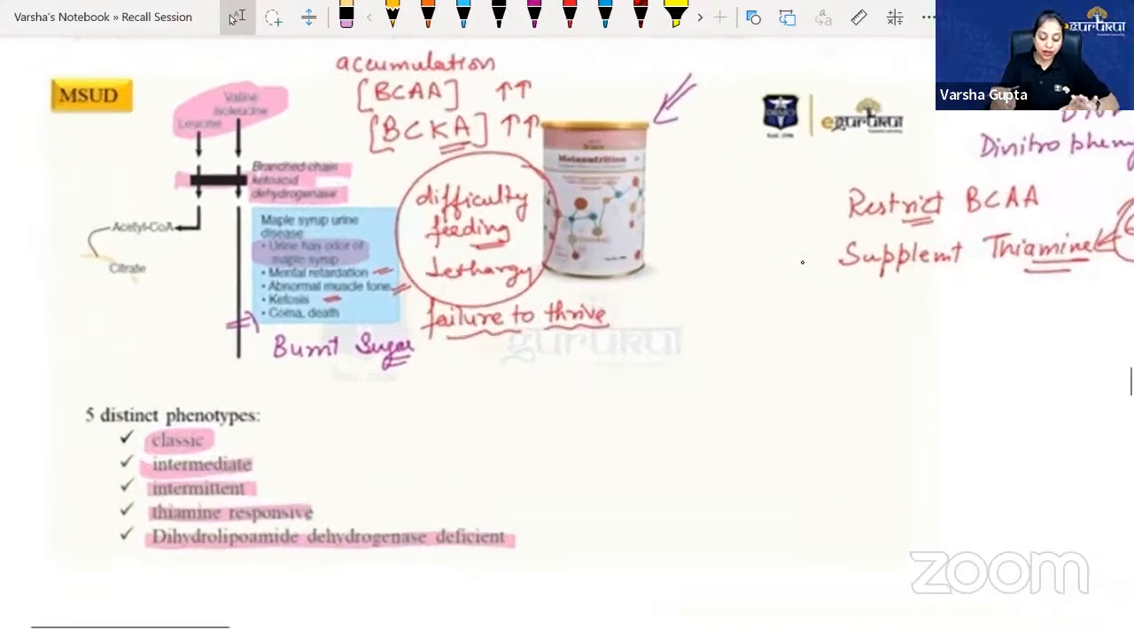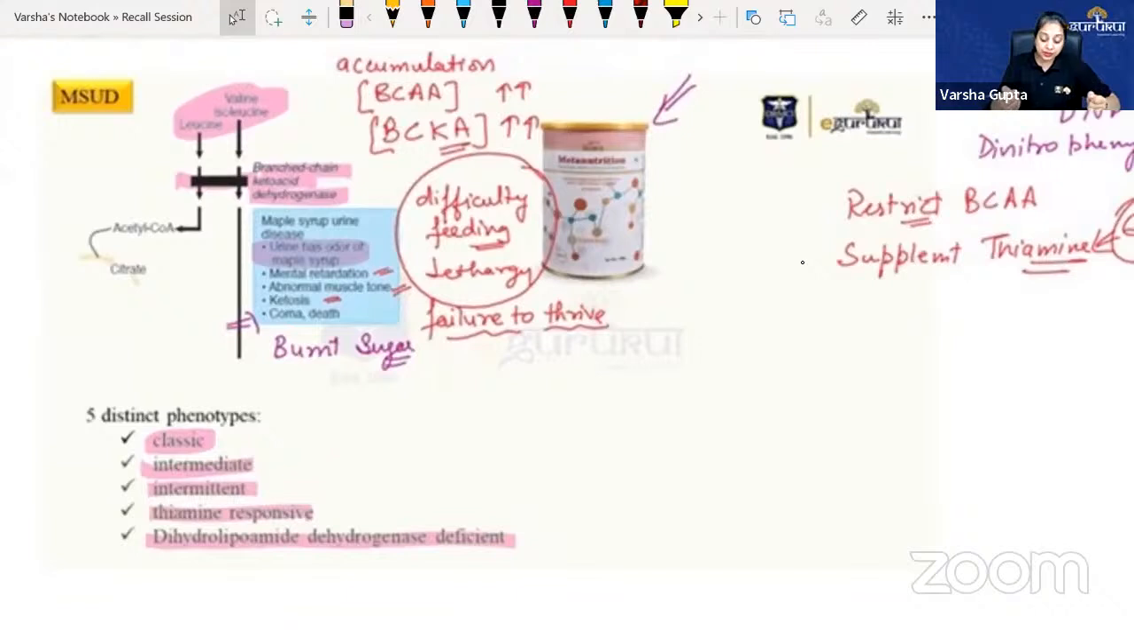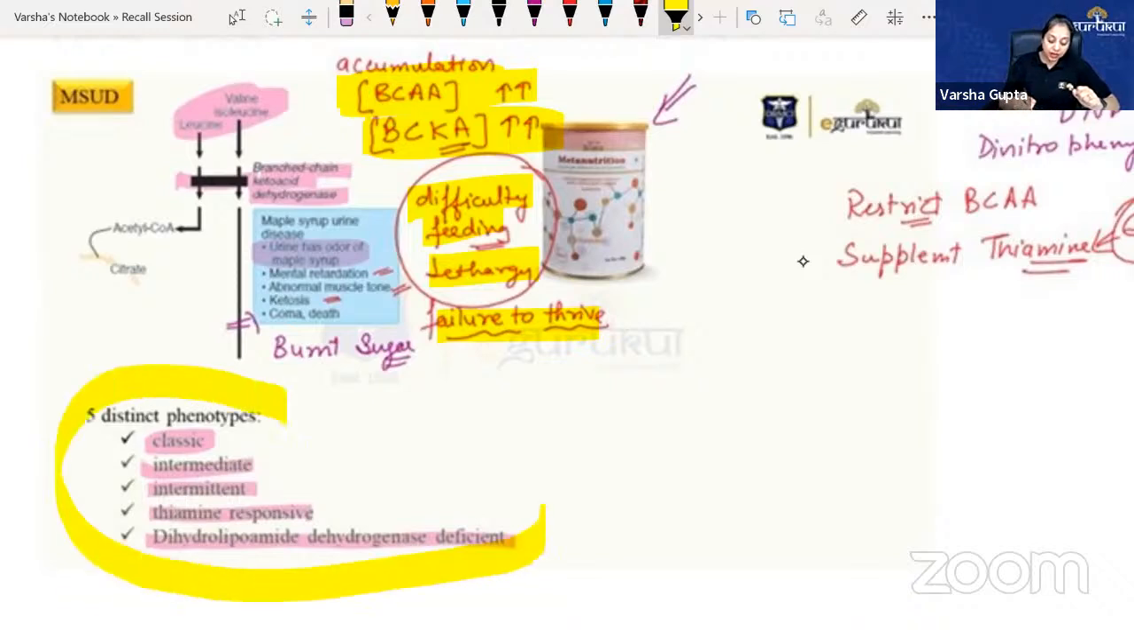So in MSUD, the dehydrogenase enzyme is absent, right? So there is an accumulation of the branched chain amino acids. That leads to branch chain ketoacidosis, leading to difficulty feeding, lethargy, failure to thrive, and in the urine you see the maple syrup, that is a burnt sugar smell. And there are classically 5 distinct phenotypes: classical, intermediate, intermittent, thiamine responsive, in which patients, if they are given thiamine, respond to the treatment, and then the dihydrolipoamide dehydrogenase deficiency, right?